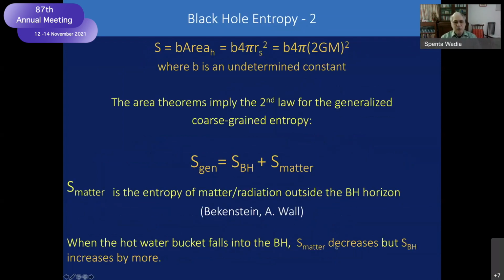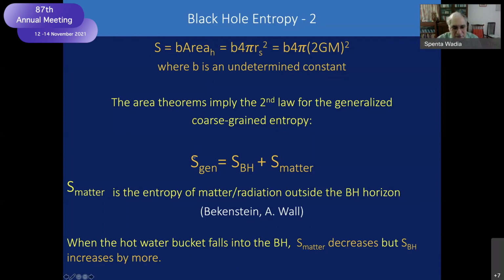And so Bekenstein proposed that the area of the horizon is proportional to the entropy of the black hole, as we have said. But this constant, this is a $1 million question. What is this constant? I'll tell you about this constant a bit later. It cannot be determined in classical physics. And as I said, the area theorems imply the second law for the generalized, what is called coarse-grained thermodynamic entropy, which we in classical engineering are all familiar with.